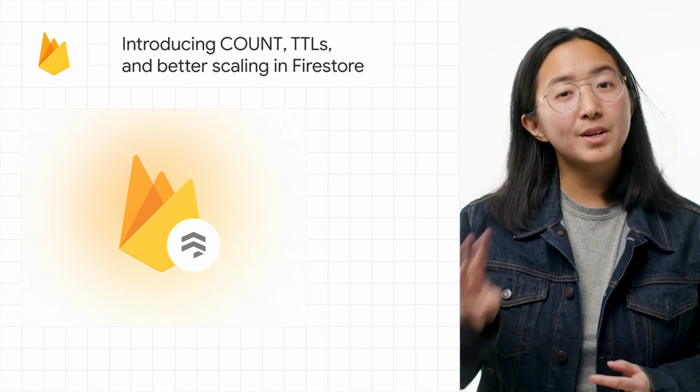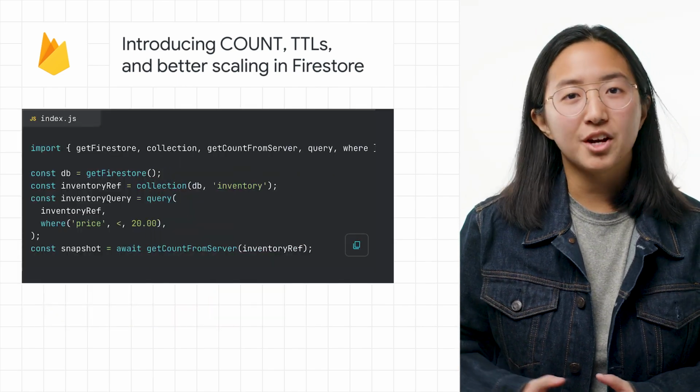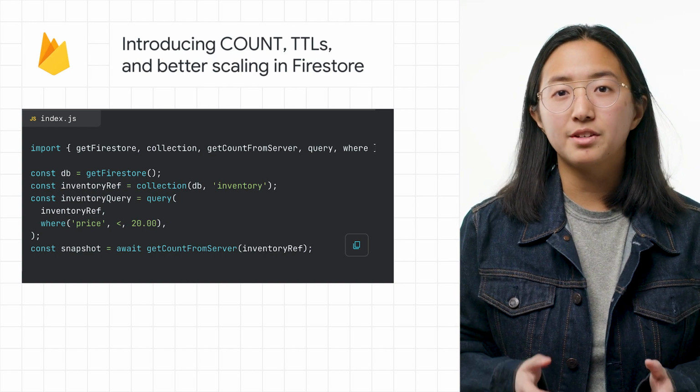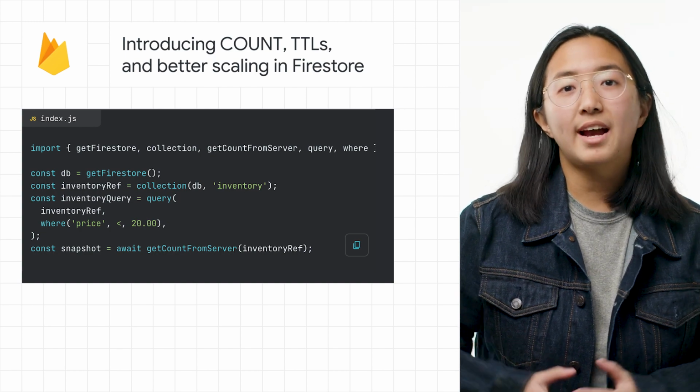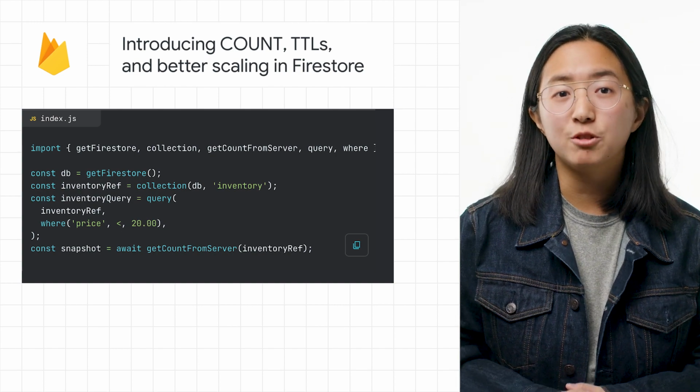This is your weekly update on the coolest developer news from Google. Starting with Firebase, we're introducing 3 new features to Firestore. Let's start with number 1. You asked for the count of all documents that match a query without downloading all the documents of that query. Well, a count aggregate function is now available in web, Android, iOS, and Node.js.